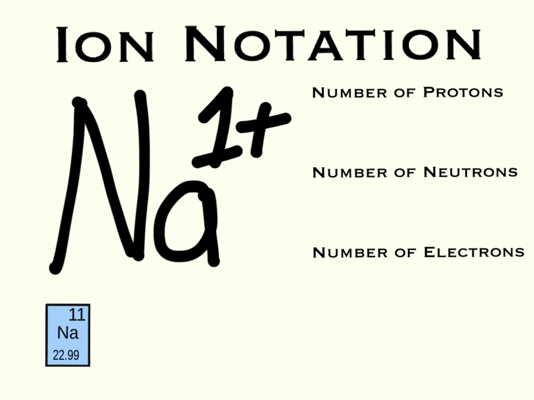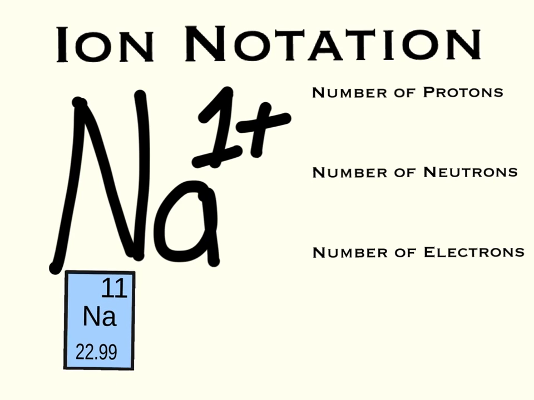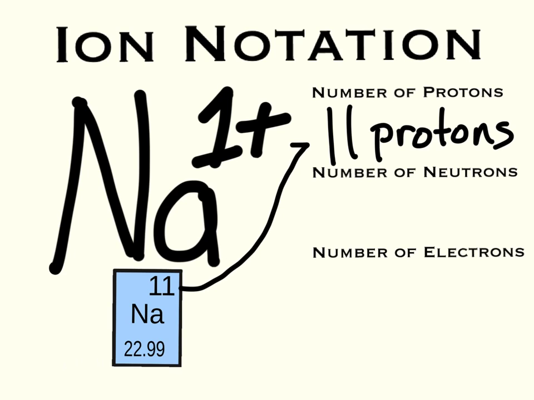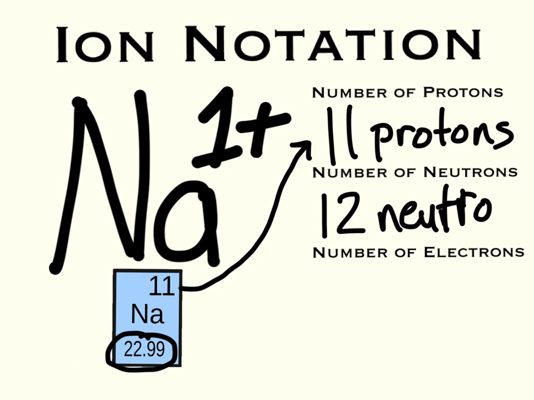Now we have sodium, but now we have a +1 charge on the sodium. Again, starting with the chemical symbol from the periodic table, I know that I'm going to have 11 protons in the nucleus, because that's what makes it sodium. That's what I have to have. Now, the number of neutrons, remember, is based on the atomic mass. So we're going to round that to 23. Therefore, I need 12 neutrons with the 11 protons. That gives me 23 total.